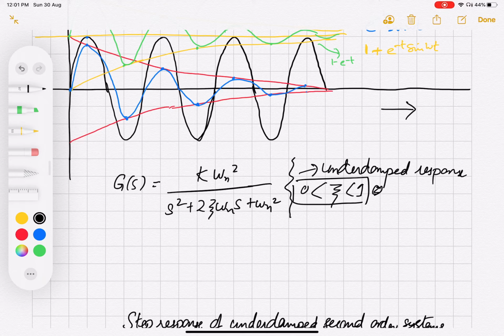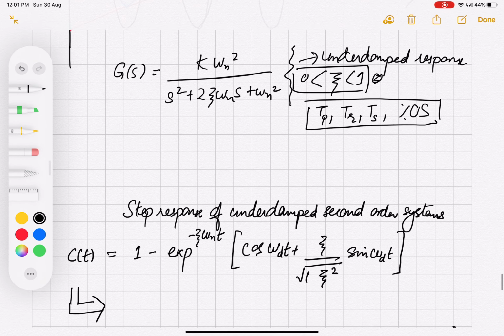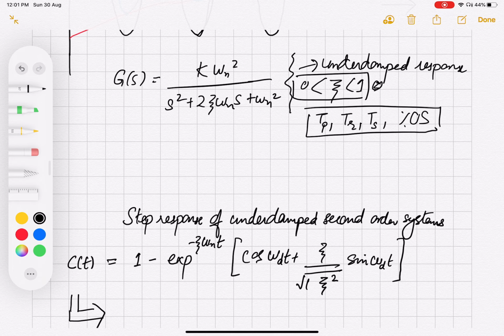Now, in the last lecture, we discussed the time response specifications and the definitions. We talked about four quantities: the peak time, the rise time, the settling time, and the percent overshoot. So today, after these definitions have been clearly understood, we can find analytical expressions for these four quantities. Let us start with the step response that we actually found.